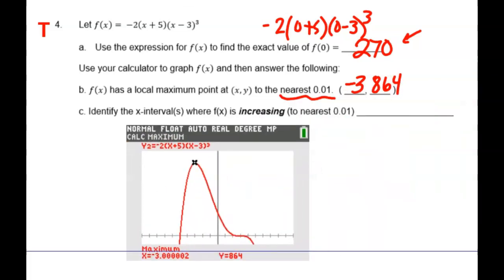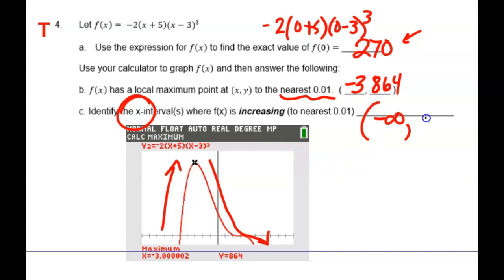So it is increasing, and then all of this is actually decreasing. So it is increasing from the left until we get to, now remember it's x intervals, so from the left until we get to that x value up at the top, which is negative 3. And intervals for increasing and decreasing are always just parentheses. Questions?